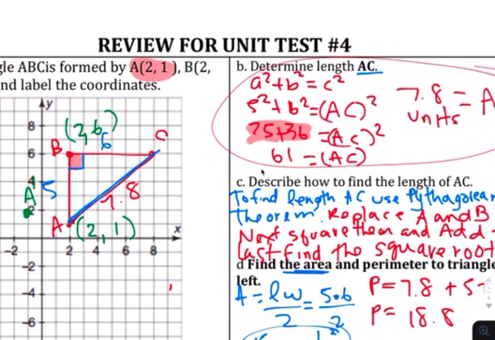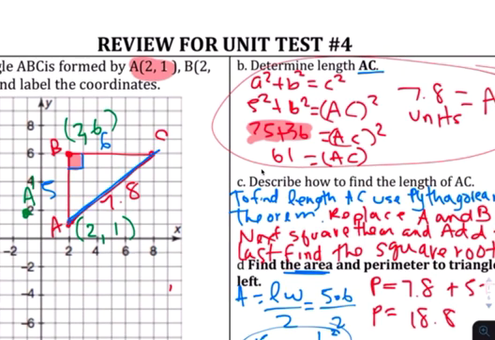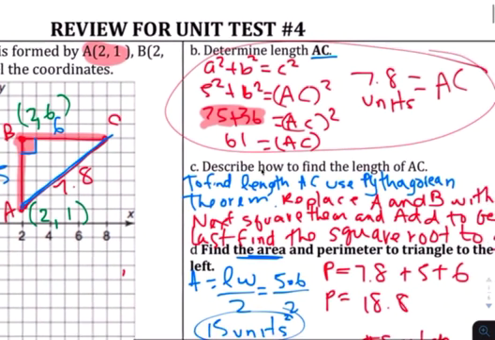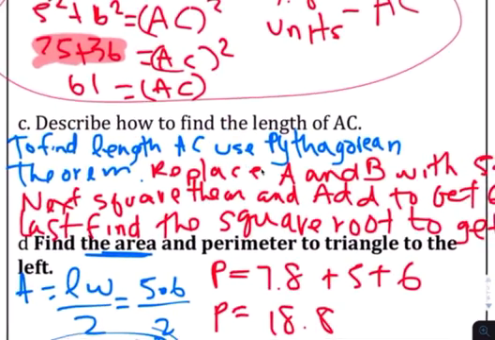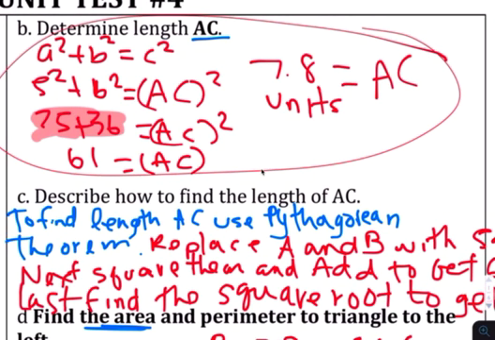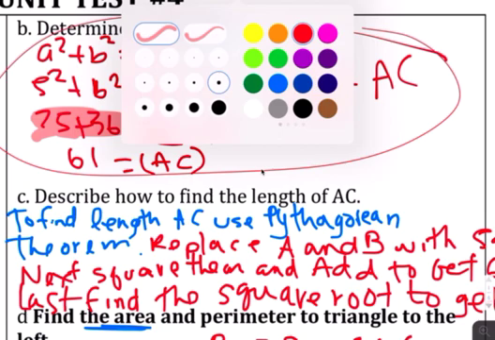And the only way to do it is using the Pythagorean theorem, because we know this length right here is 5 and this other length is 6. We can do the Pythagorean theorem to find that 7 units. So when you describe how to find the length AC, you need to use the Pythagorean theorem, which is a squared plus b squared.